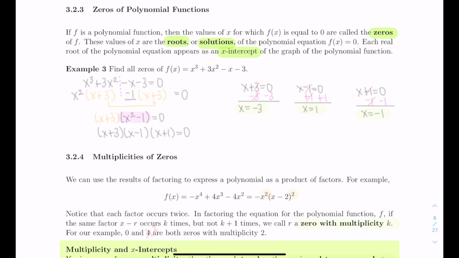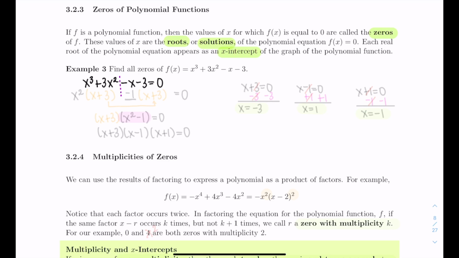And so we want to find all the zeros of f of x equals x cubed plus 3x squared minus x minus 3. So we need to set this equal to 0. x cubed plus 3x squared minus x minus 3 equals 0. Because there are 4 terms, we are going to factor this by grouping. And so we want to split this down the middle.